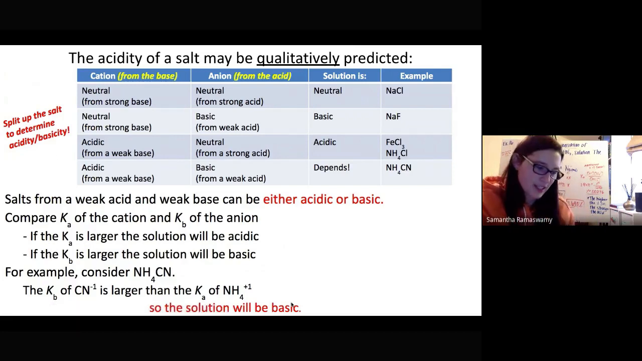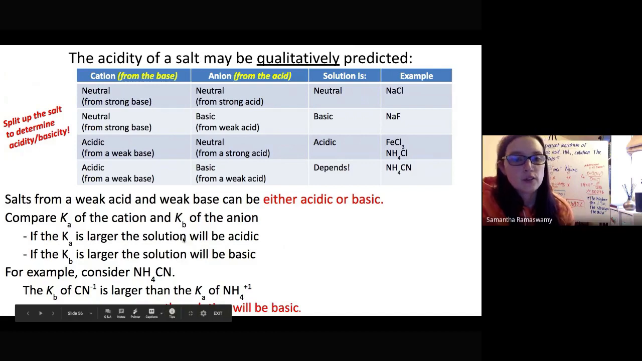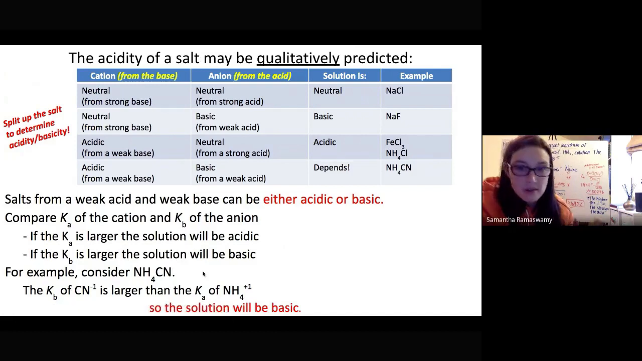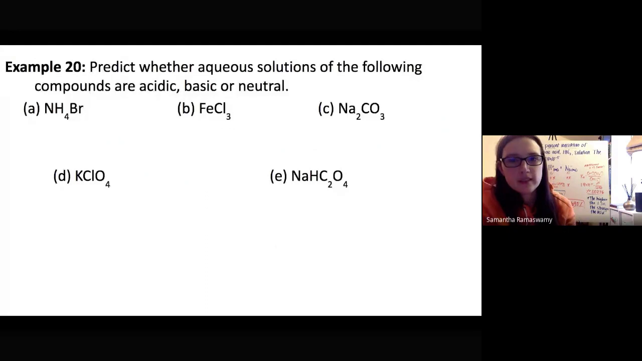And I know when you're looking at this, you're like, yep, okay. But we're going to look at an example, and we're going to focus on splitting the salt. We're always going to focus on splitting the salt. Will you have to look at this Ka and Kb for one, maybe? But typically, we're focusing on one of them being neutral, and then the other one will either be acidic or basic. So we're going to look at example 20.